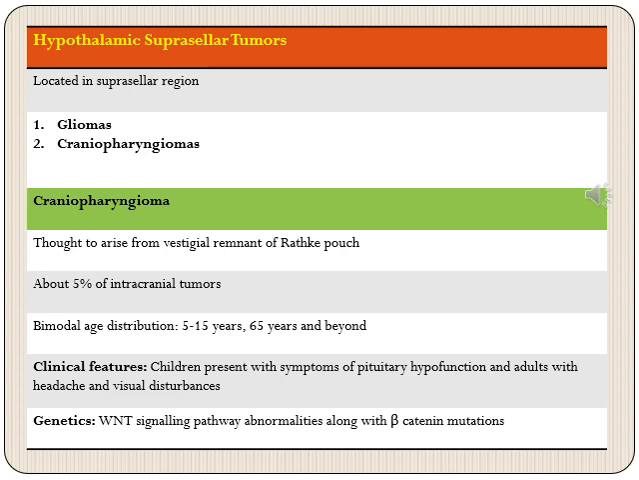Clinical features: the children or adolescents will present with symptoms of pituitary hypofunction because of mass effect, and adults will present with headache and visual disturbances. Genetics: these tumors are said to be associated with abnormalities of the WNT signaling pathway along with beta catenin mutations.